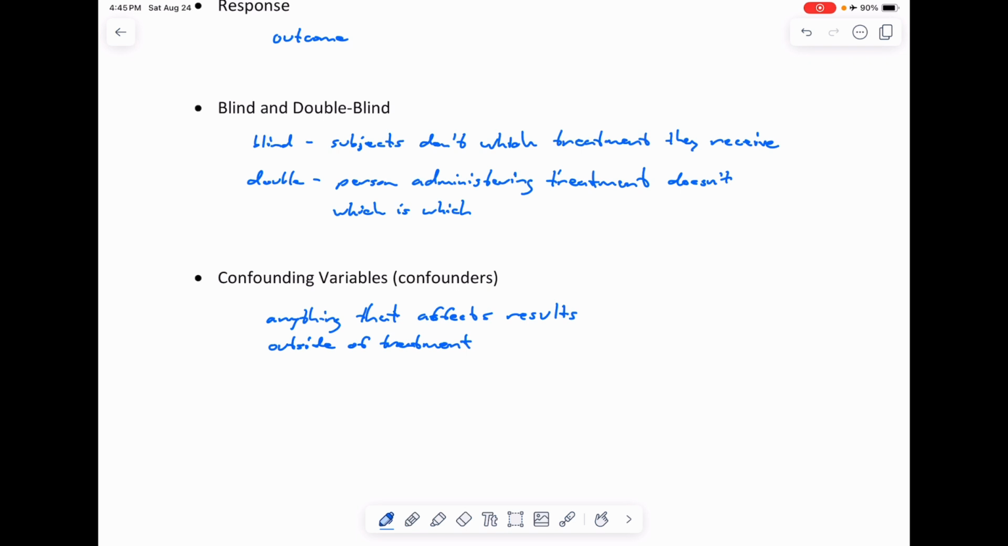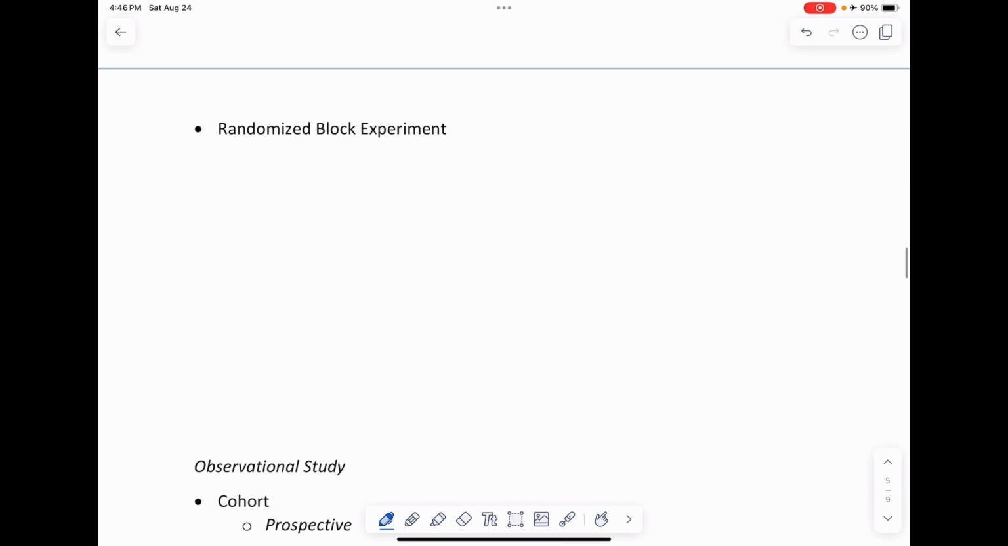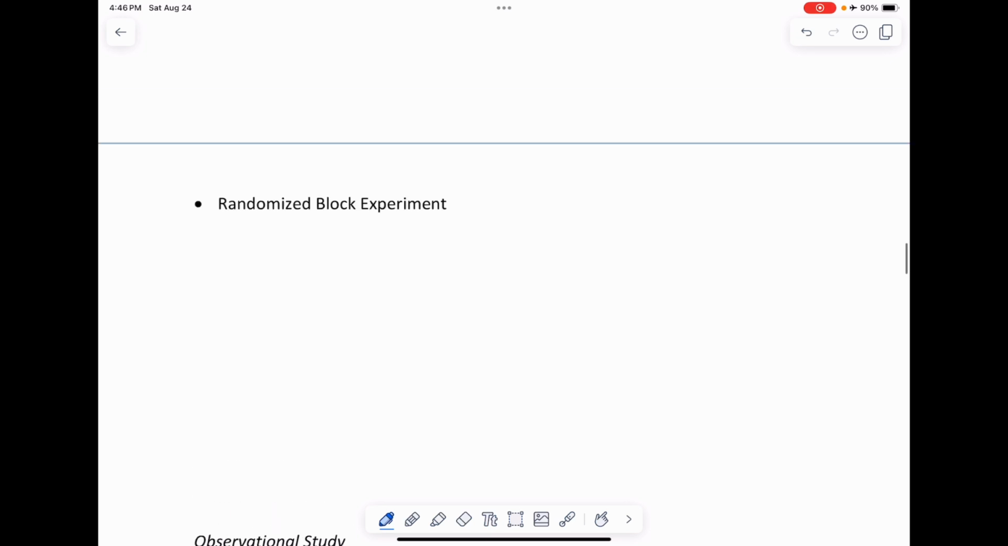So these are the things that we want to be aware of and try to mitigate as much as possible so we can pinpoint any changes to the actual treatment itself. Okay, so let's talk then about how we actually design an experiment. And so this is where I'm going to go back now to that setup that we had before. So let me go back to this.